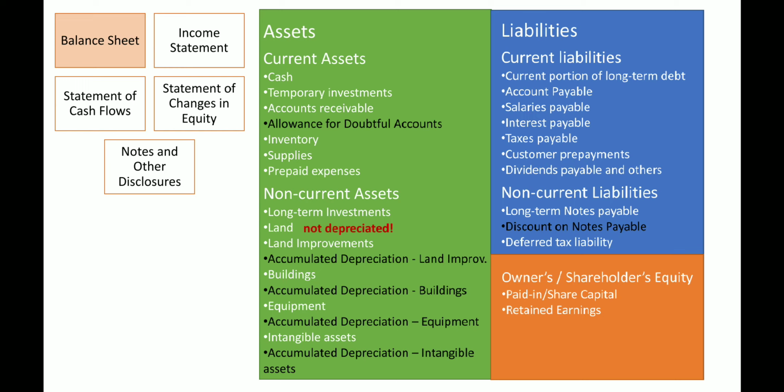Equity accounts, like liabilities, have credit balances, but contra equity accounts have debit balances. Drawing and treasury stock are contra equity accounts. Drawing is a contra equity account of owner's equity, and treasury stock is a contra equity account of shareholders' equity.